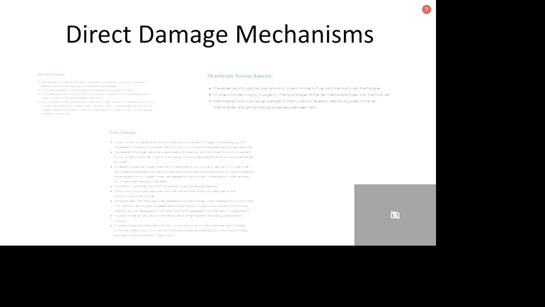Okay, this section covers direct damage mechanisms. So if you scroll down the page, you'll see the subheadings: adhesion damage, membrane fusion damage, and toxic damage. I won't go into too much detail, but first of all, adhesion involves a really important protein called the P1 protein, because without the presence of this protein, M. pneumoniae can't adhere to the host cell. And secondly, mycoplasma lack a rigid cell wall, so often they fuse with the host cell membrane, and this can cause changes in the nucleolus and receptor sites.